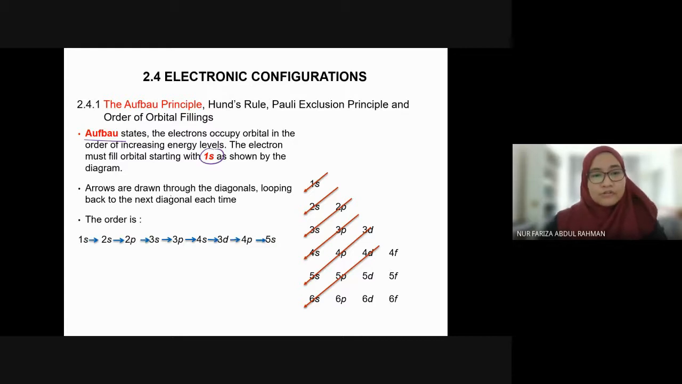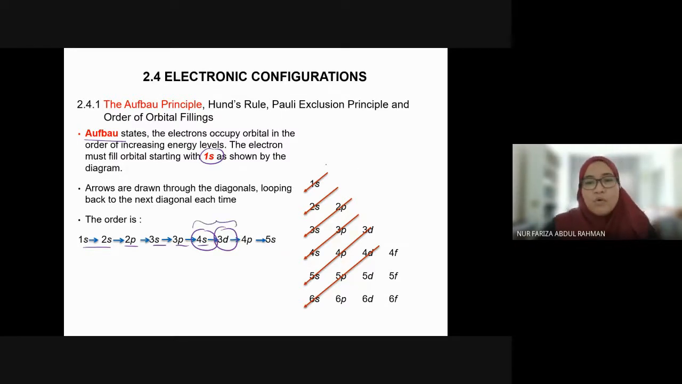Arrows are drawn through the diagonal, looping back to the next diagonal each time. The order is 1s, 2s, 2p, 3s, 3p, 4s. This is not a problem until here, but this is a common mistake made by students. Sebab dia akan buat 3s, 3p, 3d, baru 4s. So dia selalu miss out.